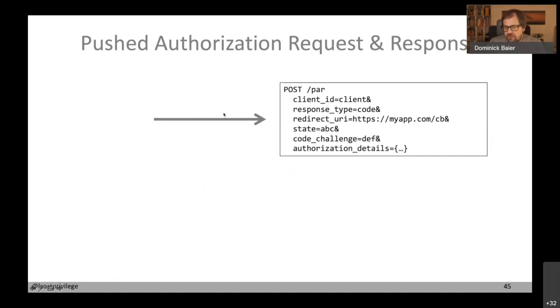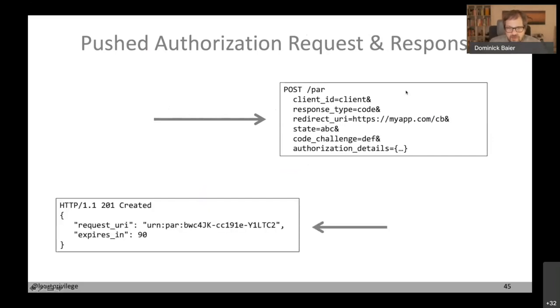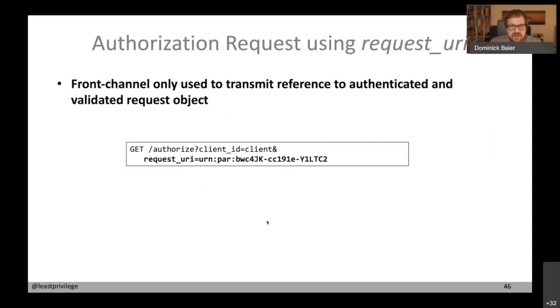But the client does not need to do the crypto. It does not need to put all these parameters on the authorization request. It first uploads those parameters, and then the authorization server will return, as a response to this call, just an identifier for the uploaded parameters. And then all the client needs to do, when it actually starts the front channel, is include that identifier on the authorization request, and then the authorization server will internally substitute the previously pushed parameters into this authorization request.